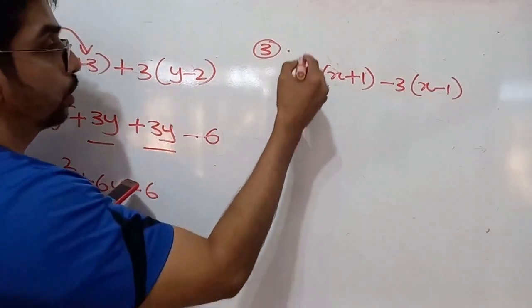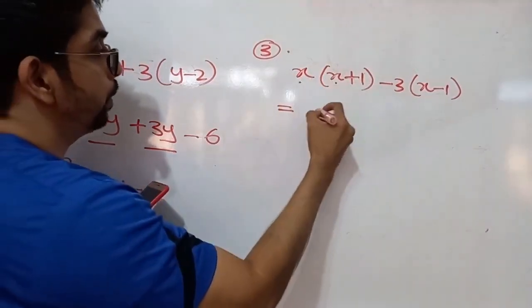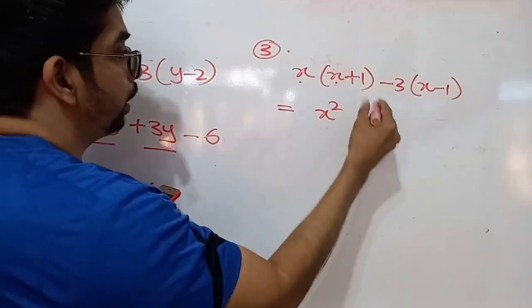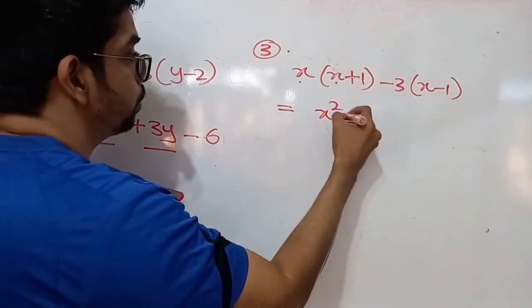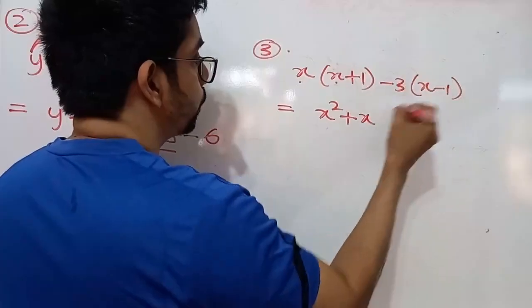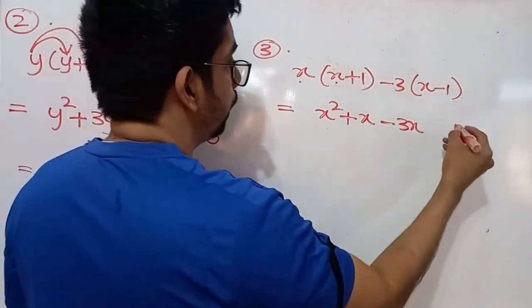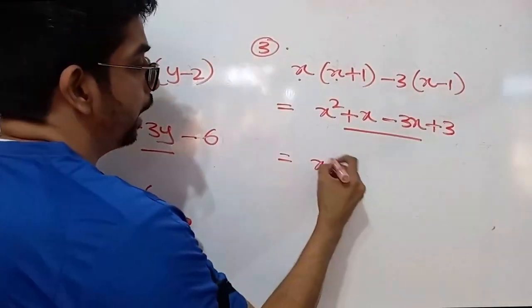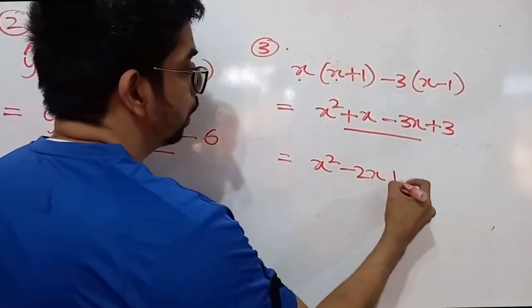Okay. So here x into x, we get x squared. Positive into positive, that is positive. X into 1, that is x. Positive into positive, that is positive. 3 into x, that is 3x. Negative into positive, that is negative. 3 into 1, that is 3. Negative into negative, that is positive. So we get x squared minus 2x plus 3.